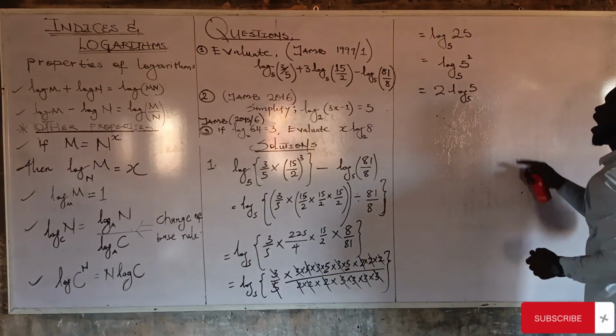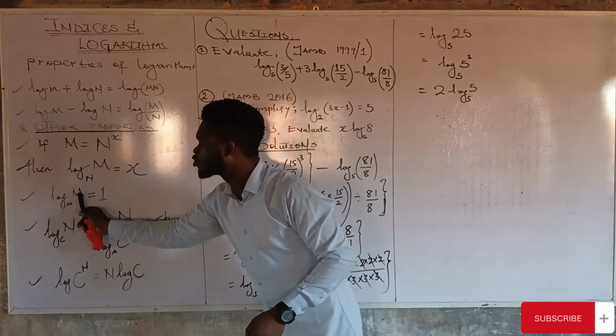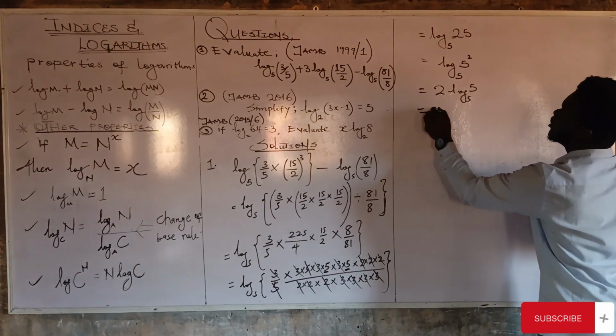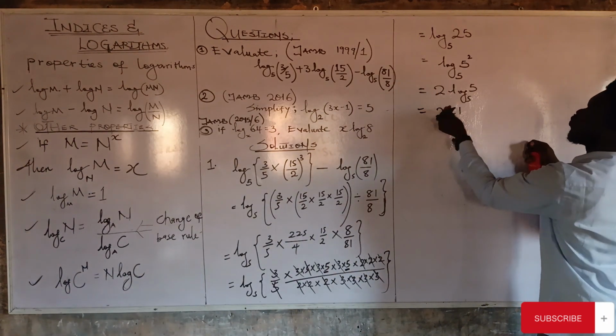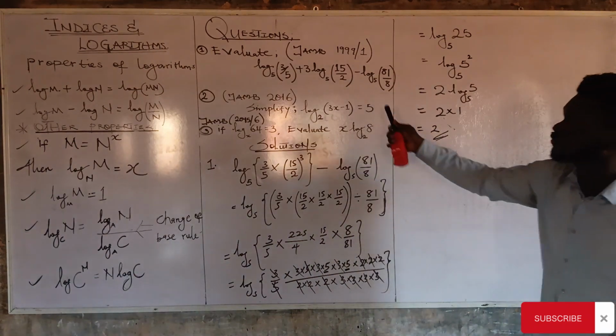5 base 5. And don't forget again the law that also says log n base n: whenever we have the subject and the base the same, it must be equal to 1. So you can now say that this is 1. So everything here means 1. So 2 times 1, we have 2. That is the solution to that question.